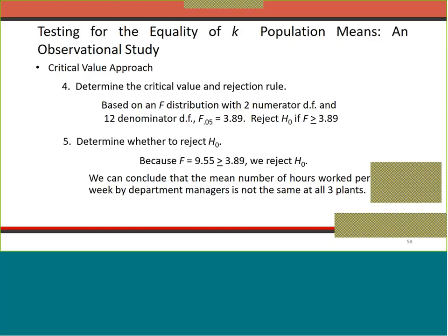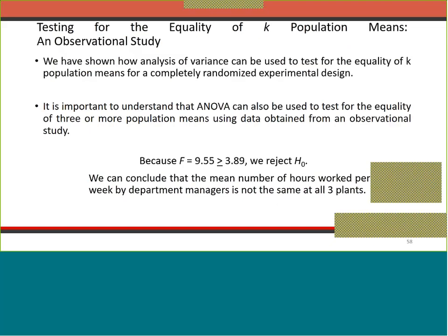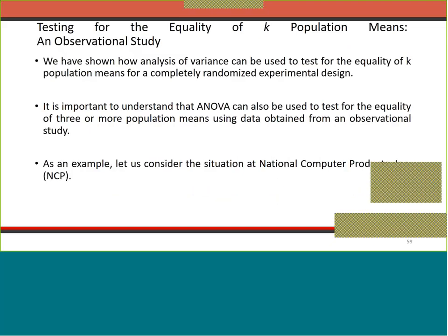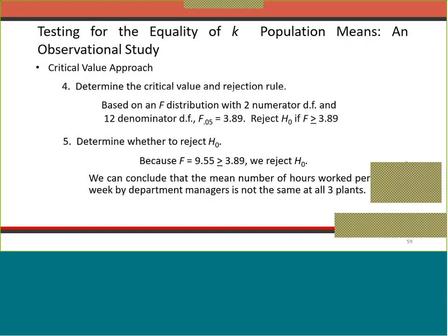Rejecting H0 means we can conclude that the mean number of hours worked per week by department managers is not the same for all three plans. Okay, so this is the way we can deal with it.